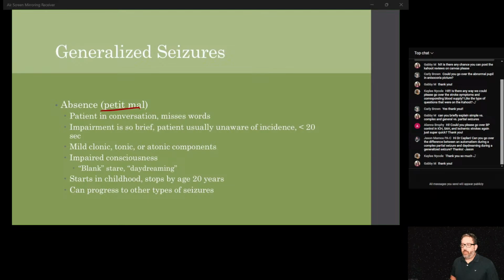Next question about BP control with strokes.